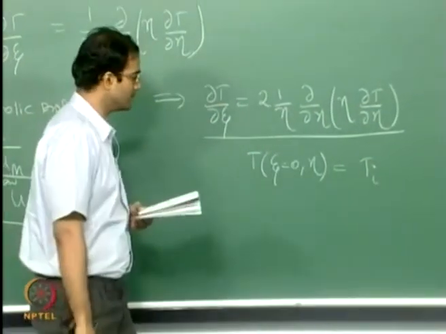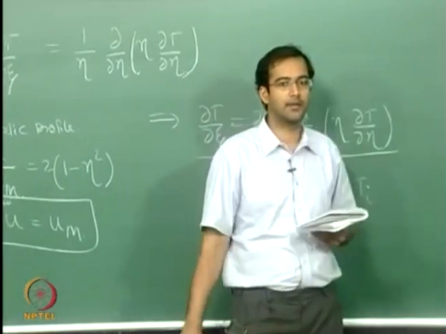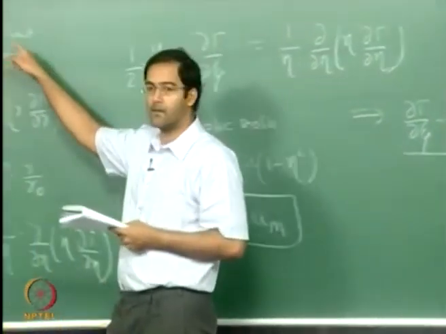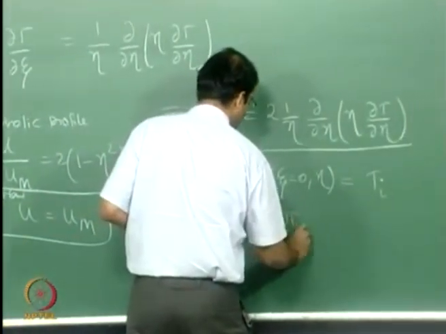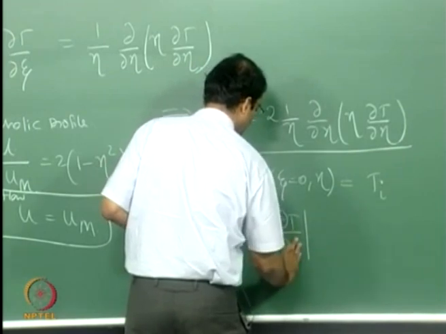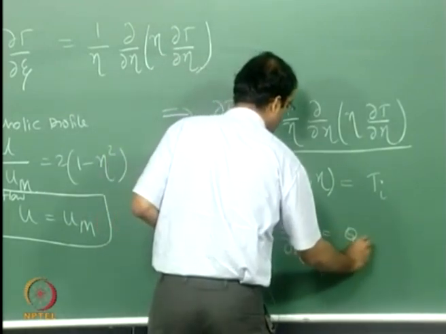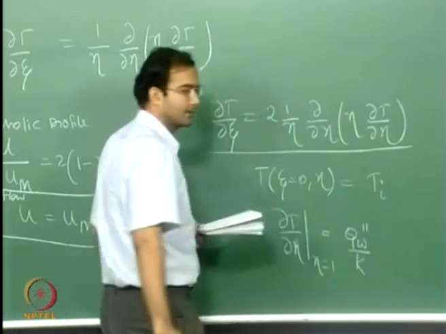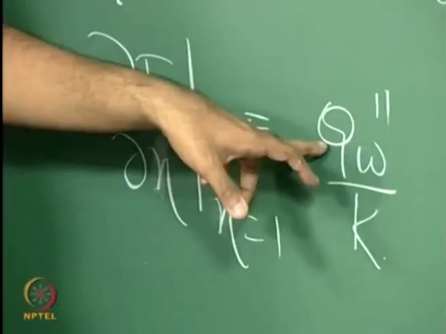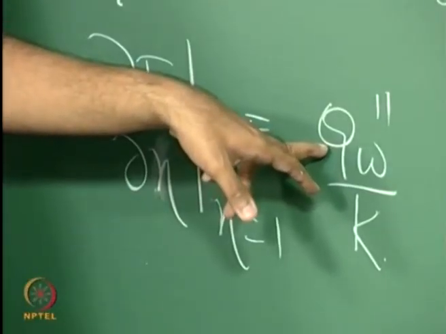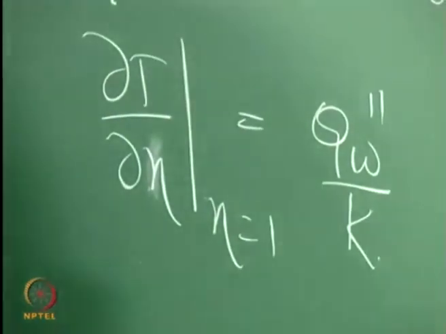Coming to the boundary conditions with respect to eta, here you have a constant wall flux at r equal to r naught. So you should write dT by d eta at eta equal to 1 is equal to q of wall by k. This is your condition. So this is your wall flux, which is k dT by dr at r equal to r naught, which is basically dT by d eta at eta equal to 1. So this is a constant.